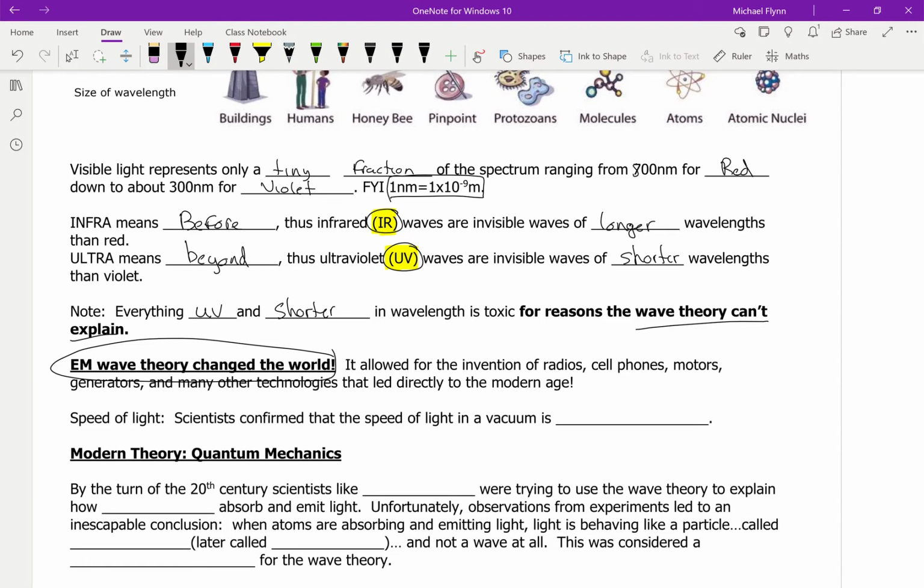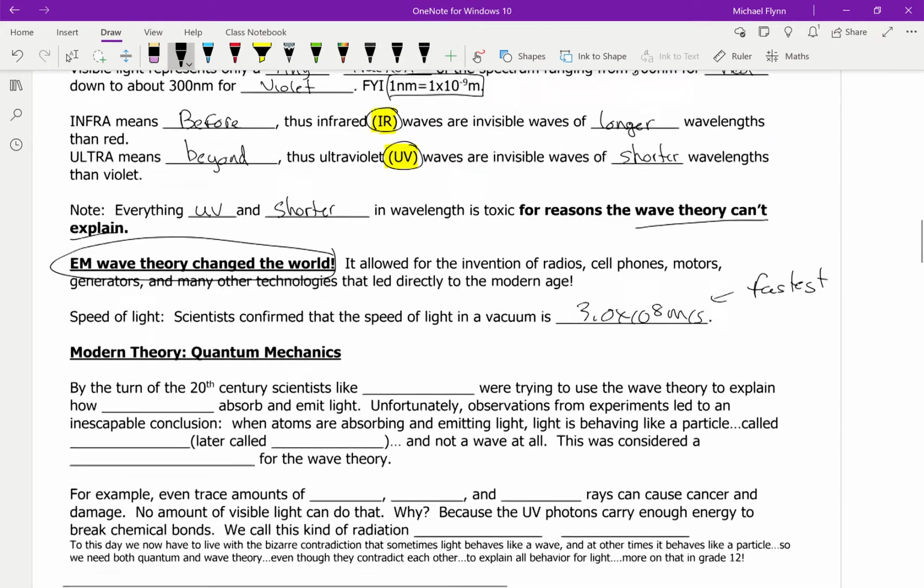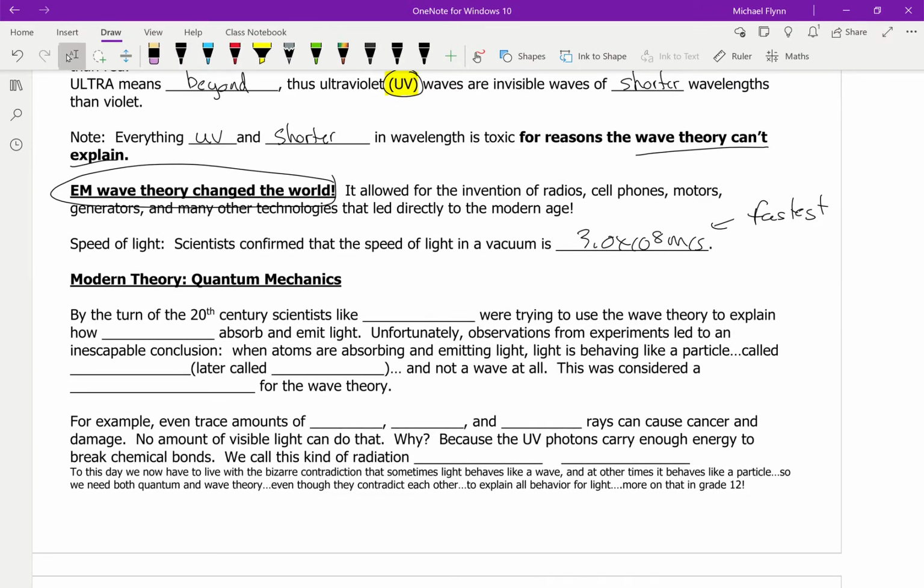Now, by the way, speed of light. Scientists confirmed that the speed of light in a vacuum is 3.0 times 10 to the 8 meters per second. This is the fastest speed that light has. If it's in glass or water, it slows down slightly, but it's fastest in a vacuum when it's not encumbered by the presence of matter.